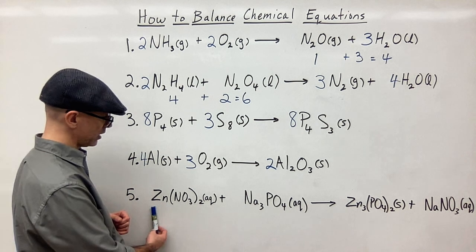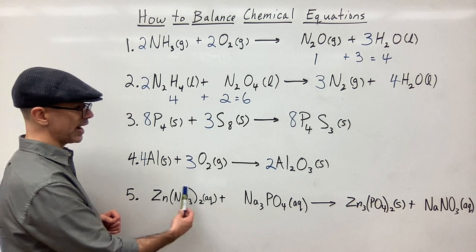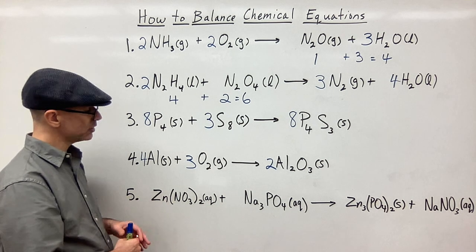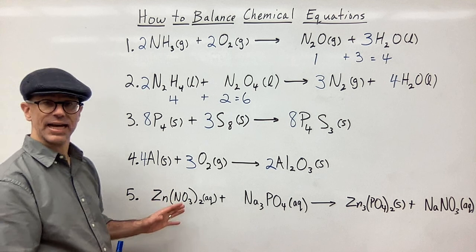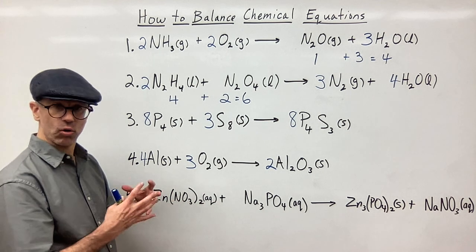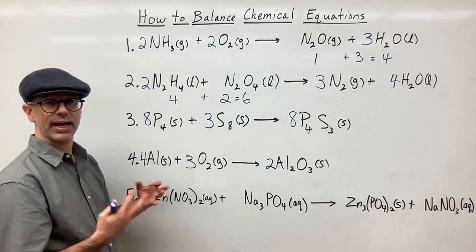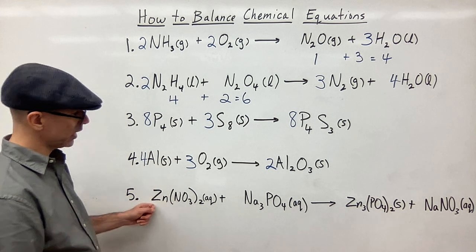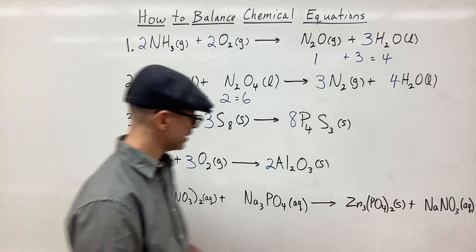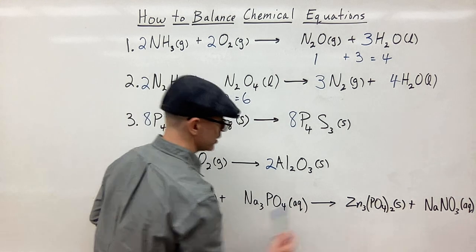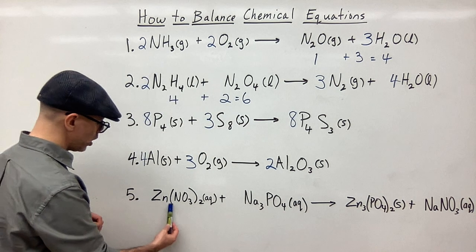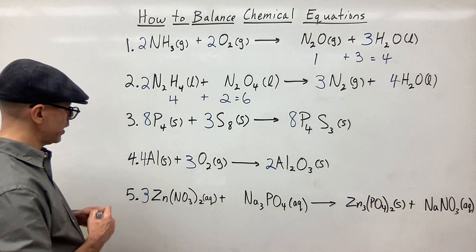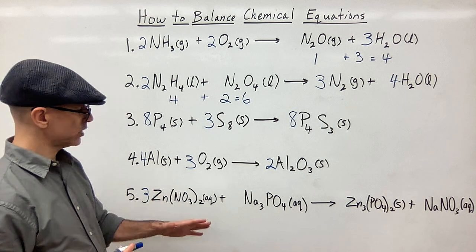So here I have zinc. And so notice that I don't have any element by itself. So in that case, we'll balance the ions as whole. So the metal ions and the polyatomic ions. And so here the metals are first. So I have 1 zinc here and I have 3 zincs there because 1 times 3 is 3. So what times 1 is going to give me 3? That's going to be 3. So I have 3 zincs now. So the zincs are balanced.